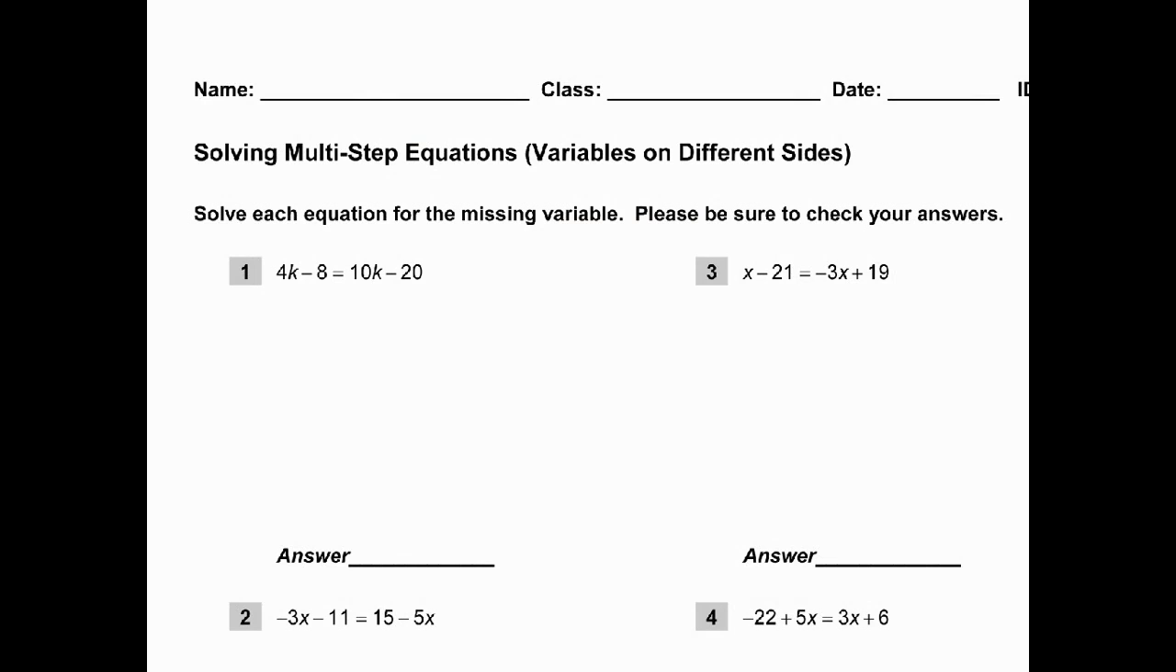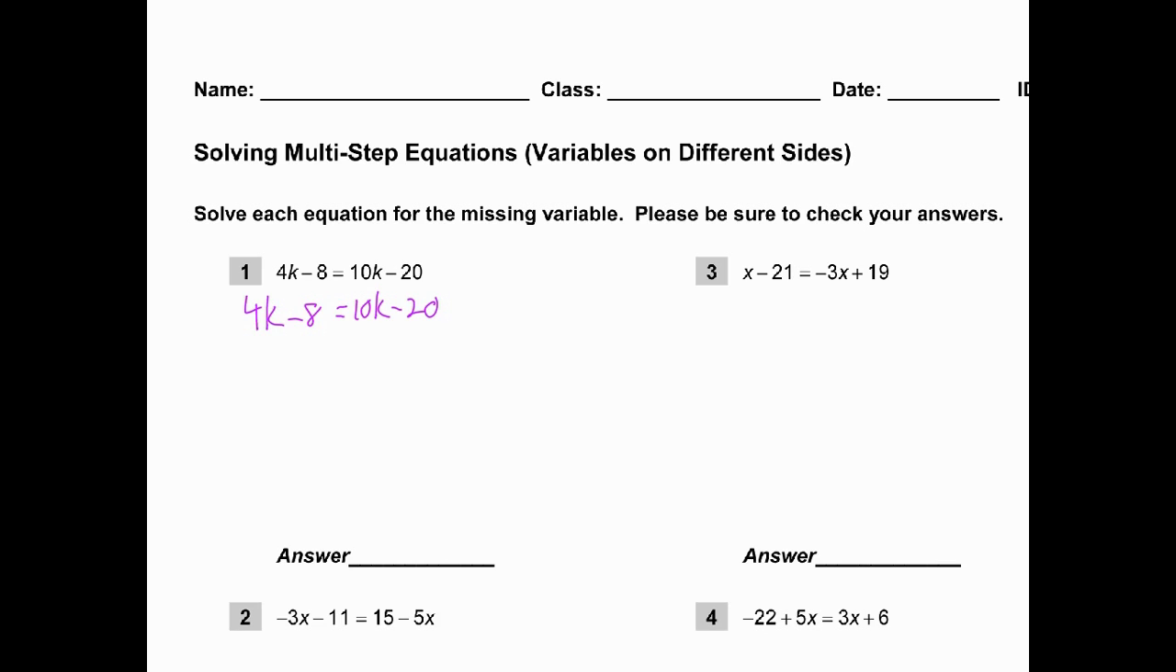In today's lesson, we're going to be solving multi-step equations where the variables are on different sides of the equation. If we take a look at the directions, they say to solve each equation for the missing variable, and importantly, to be sure to check your answers. So if we take a look at number 1 here, we have 4k minus 8 equals 10k minus 20.